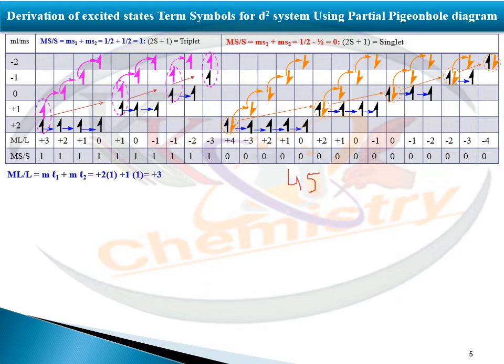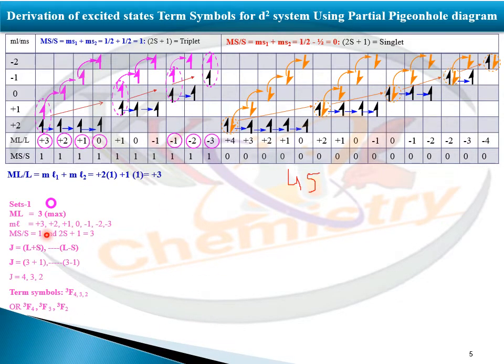One thing more, if you want to calculate the capital ML value, just add these two, because these two electrons are in plus 2 and plus 1. Plus 2 into 1 for one electron, plus 1 into 1 for the second one, so it will give us plus 3. Similarly, for this pair of set, plus 2 and 0, it will give you plus 2. The same way you can calculate the ML value for all these sets.